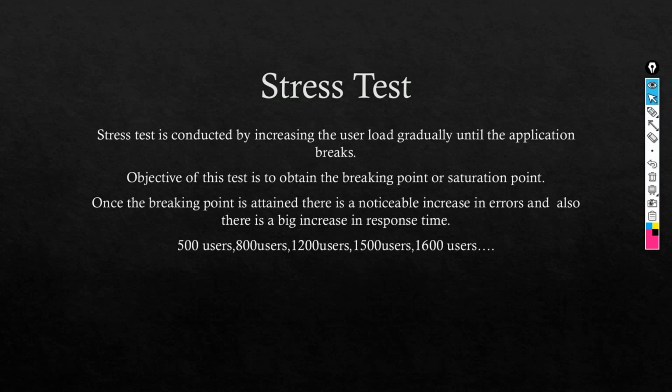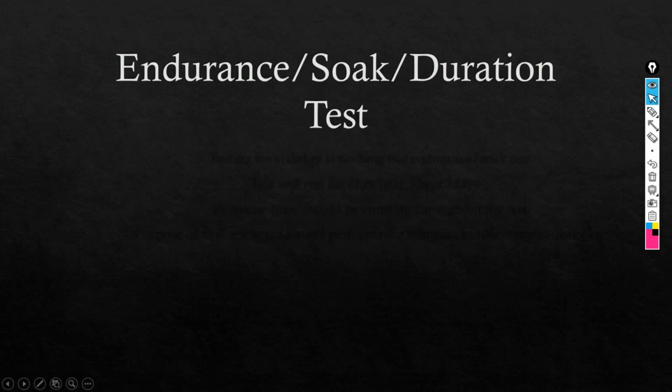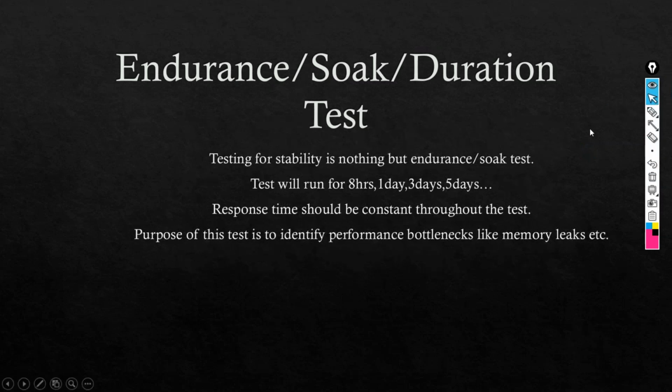And then the next test is endurance or soak or duration. In some projects they call it an endurance test, in some projects a soak test, and in some companies a duration test. All three are the same. Now, why do we perform this test? It is to test the stability. To keep it simple, testing for stability is nothing but an endurance or soak test.